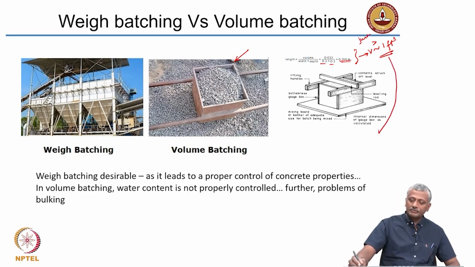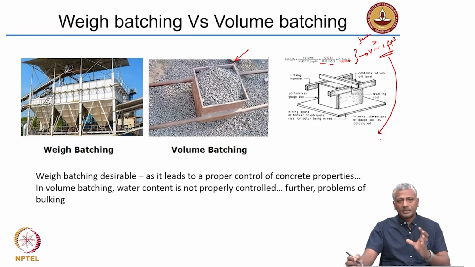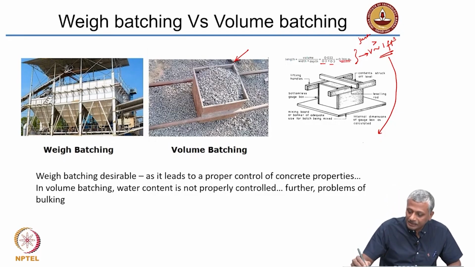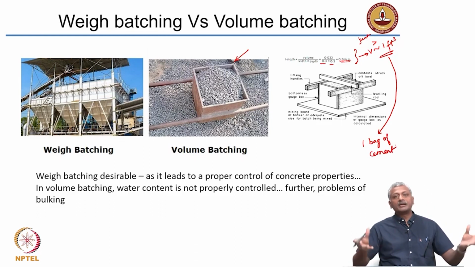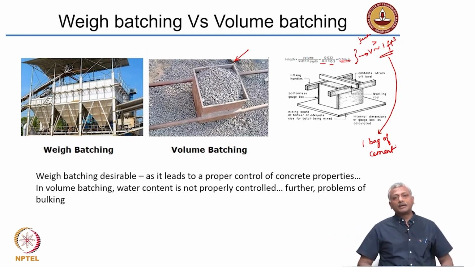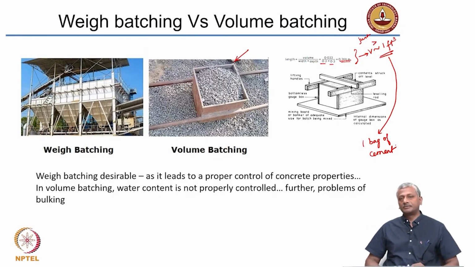And the advantage of designing this container to be 1 cubic foot or just more than 1 cubic foot is that it can exactly hold 1 bag of cement. So if you pour the contents of 1 bag of cement, they'll exactly fit this volumetric container that we use at our job sites where volume batching is practiced.